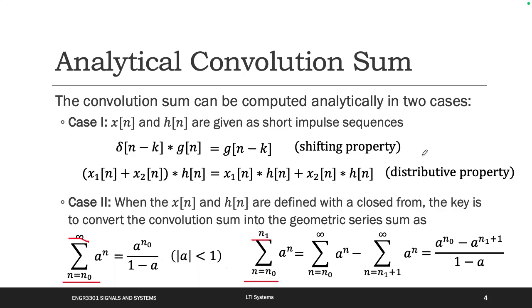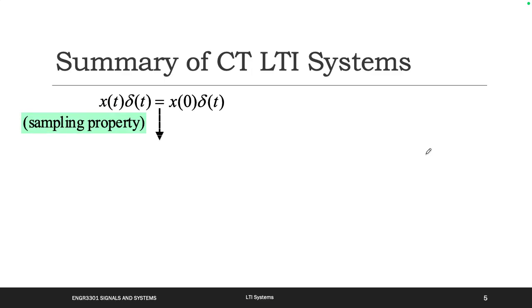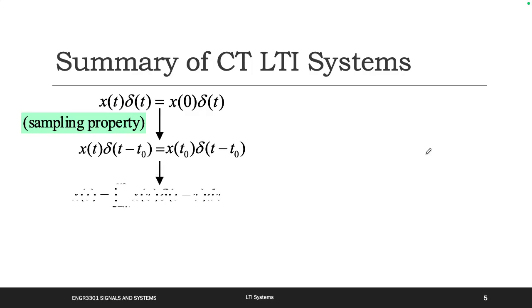Okay, let's continue. Let's talk about the CT-LTI system. This is what we talked about last class. The CT-LTI system is very similar to the DT-LTI system. First, from the sampling property, we get this equation. From this equation, we can represent the input signal. This is also a kind of convolution form.